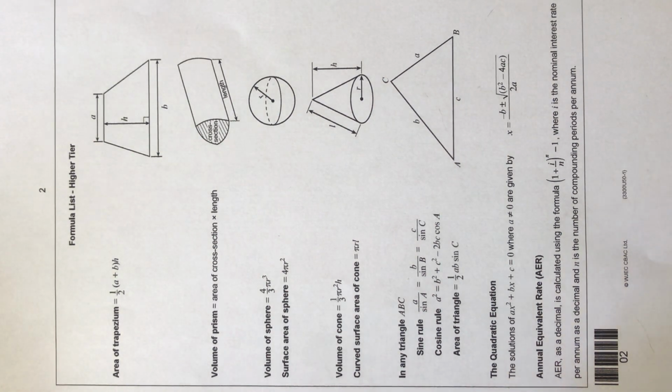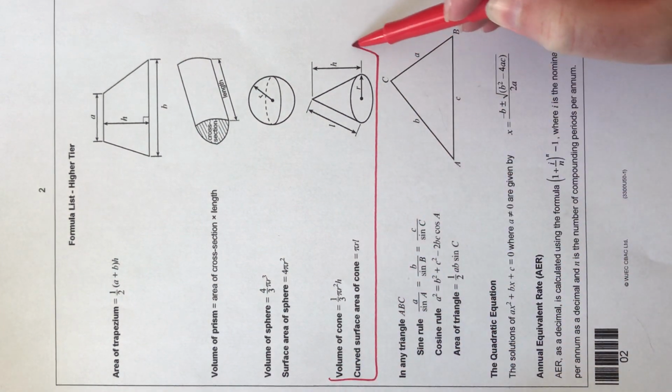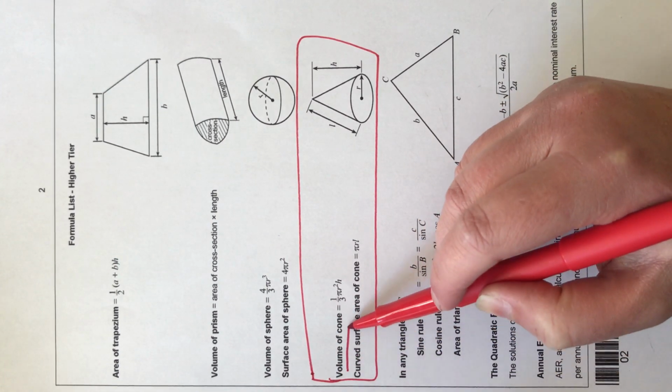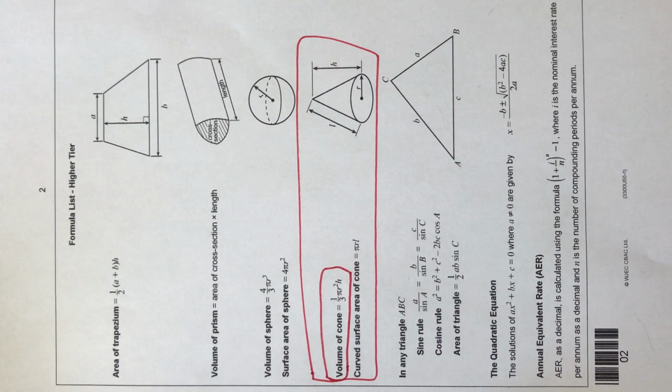So if you were ever asked to calculate the volume of a cone, they actually give you the formula that you're going to need, which is here on the paper. So you don't actually have to learn it. And the part we are going to be focusing on today is this bit, okay? So the volume of a cone is 1/3 pi r squared multiplied by h, and we're going to talk a little bit more in detail about what that actually means in a second.